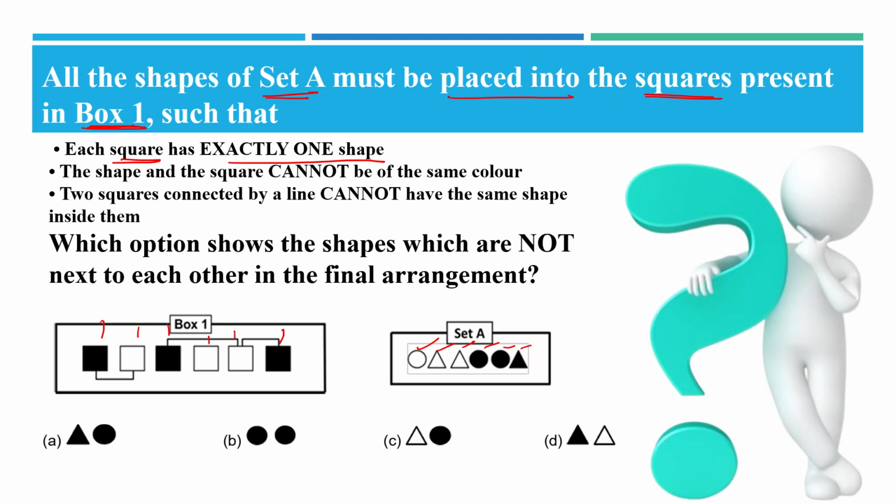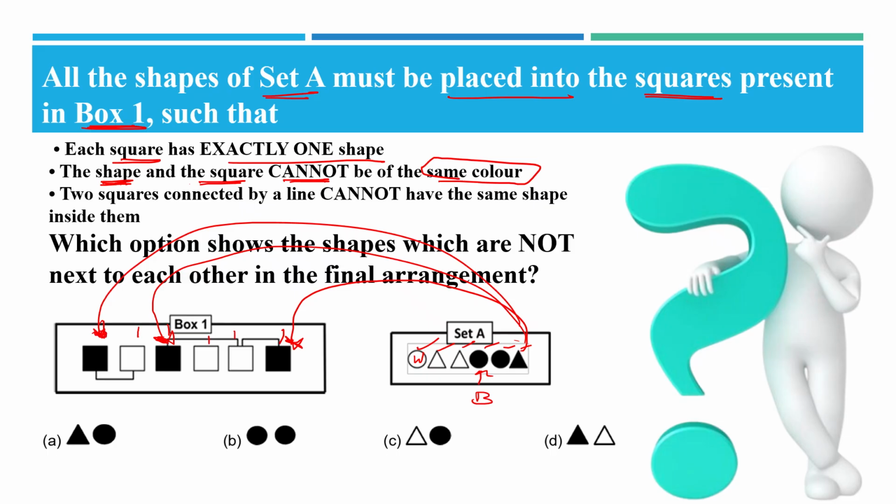Okay. So each square can hold one shape. Great. The shape and the square cannot be of the same color. I believe this to be considered as white and this to be considered as black. Okay, so the shape and the square cannot be of the same color. I cannot put this triangle into this first square or into this fourth square from right, because both are black in color.